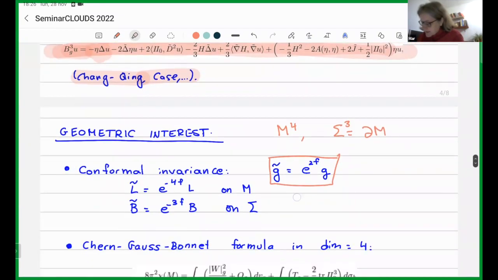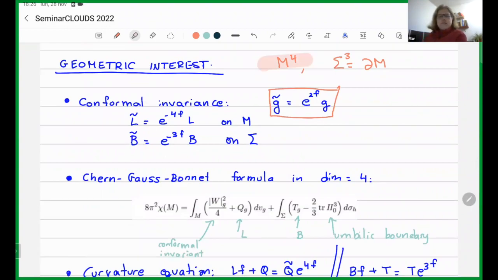Now, the geometric interest of this operator, as I said, take a four manifold with boundary that I'm going to call sigma of dimension 3. Everything is smooth. I'm not worrying about the smoothness here. And the main property of this operator is the conformal invariance, as it happened with the Paneitz. So again, if you change your metric from g to g tilde by a conformal factor, that I write in this case as an exponential, I wrote down before the conformal law for the Paneitz operator, but the important thing here is that the third order B operator is also conformally invariant, except that it has a different exponent. So this coupling is what makes it interesting to study these operators on manifolds with boundary. Now, you can give also a Chern-Gauss-Bonnet formula in dimension 4 for manifolds with boundary.